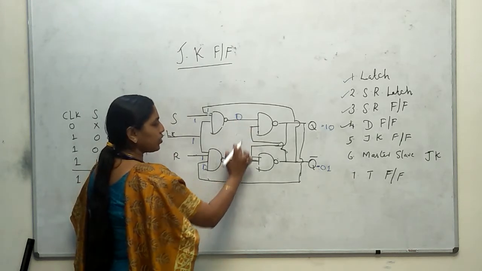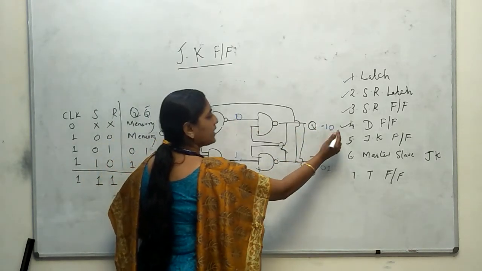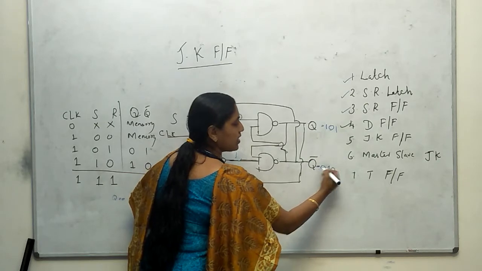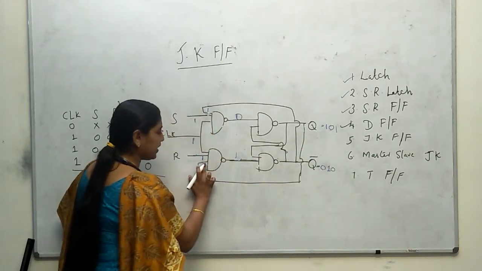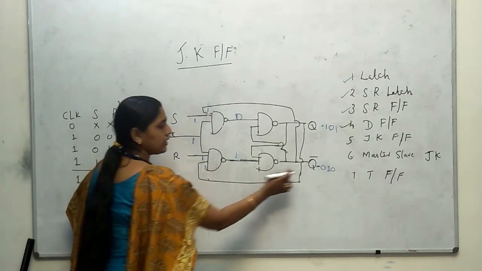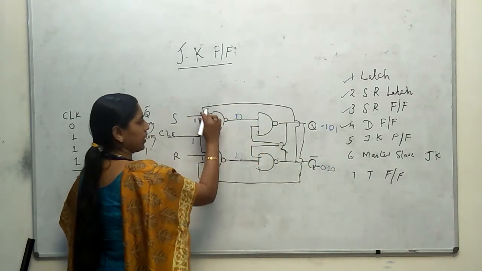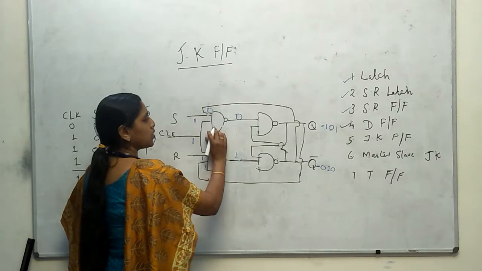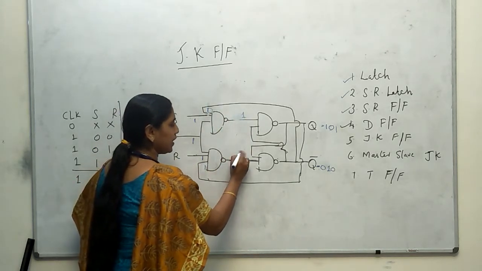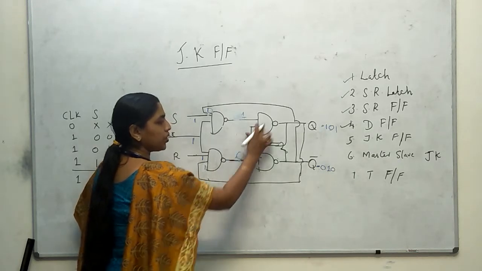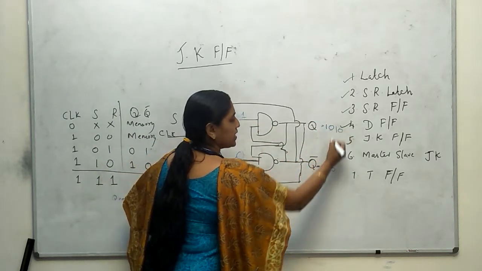So when this is 0 and this is 1, what is the output of this latch? This is 1 and this is 0. Again what happens? This 1 I will give back here, so instead of 0, I will get 1 here. This 0 I will give back to this particular node, so this input becomes 0. So the output of this particular gate becomes 1, and the output of this gate becomes 0. So 1, 0 input of this latch will give you output 0, 1.